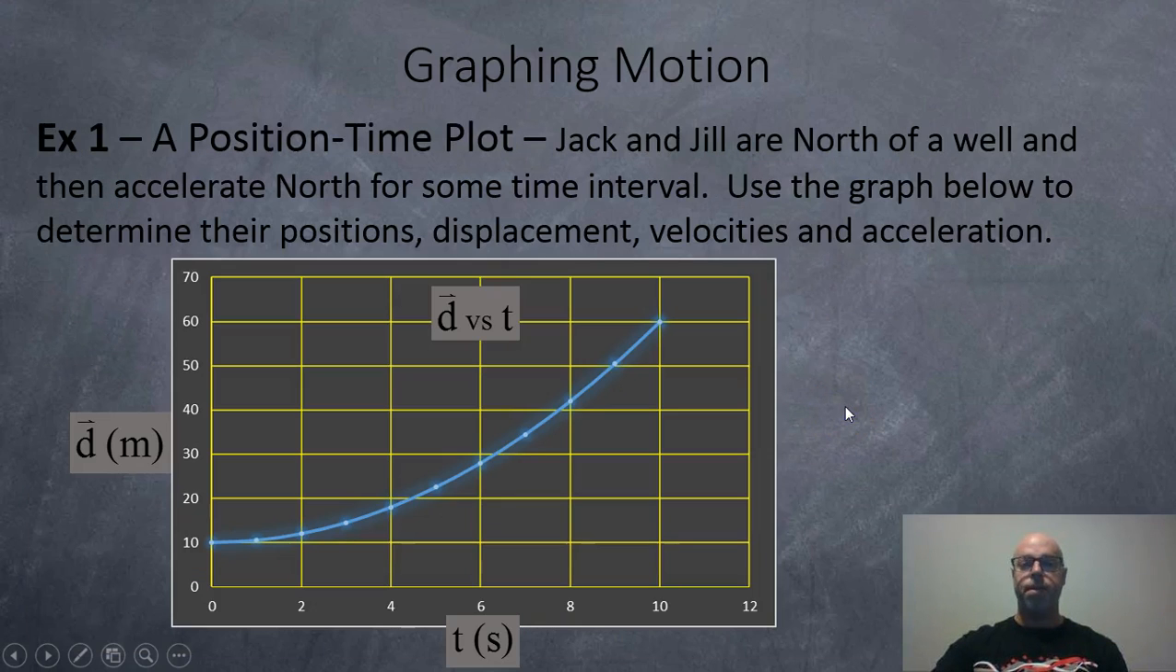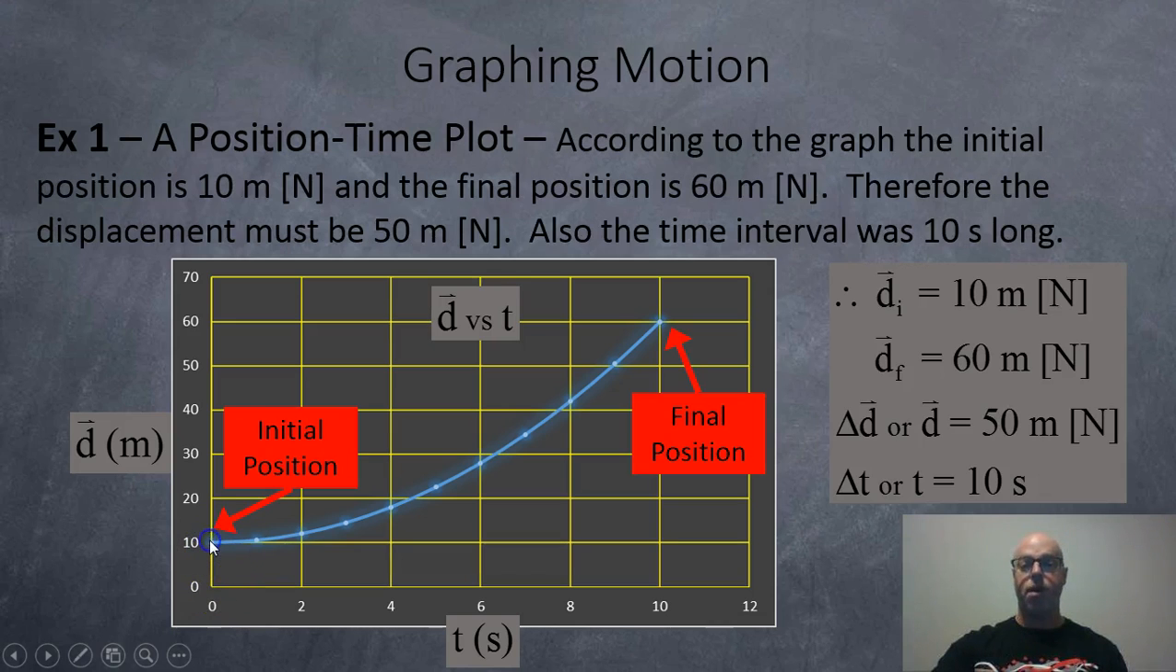So here's an example one, position time plot. So Jack and Jill are north of the well, and they accelerate north for some time interval. Use the graph below to determine their position, displacement, velocity, and acceleration. So here we can see they started off 10 meters north of the well. We'll assume the well is our reference point at 0, and they started north of it. So moving up the graph here would be north, going below, which isn't shown, would be south. And at 0 seconds, they're 10 meters north of the well.